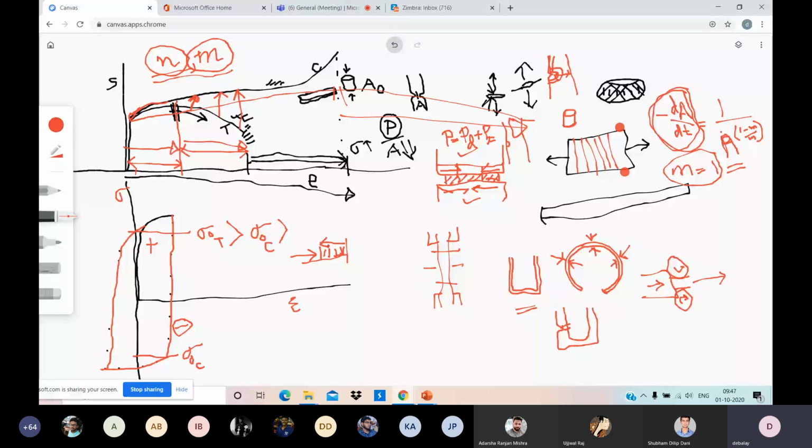Now, if you reverse your loading, what will happen? This backward movement will be favored because your back stress will add with your applied stress, and movement of dislocations in the reverse direction will be easier.